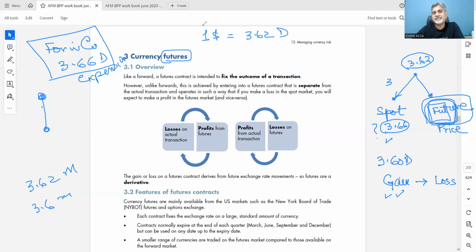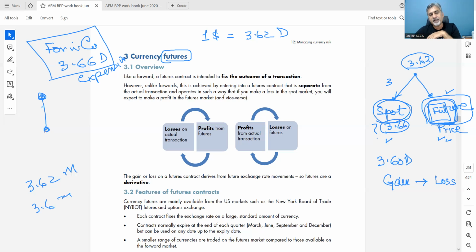And because you have entered into a future contract, you must exercise the contract. You must execute the contract. So you make a loss here. Okay. So what will happen? A future contract does not mean that they will give you dollars. They are not going to give you dollars. It is just a tool to compensate the gain or loss which I make on the actual transaction. Dollars you will buy from the spot market.